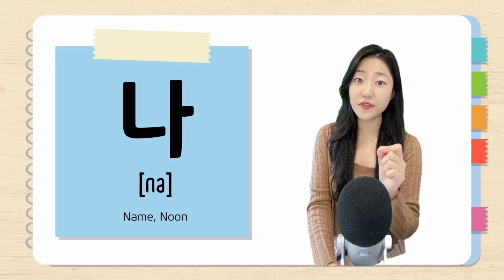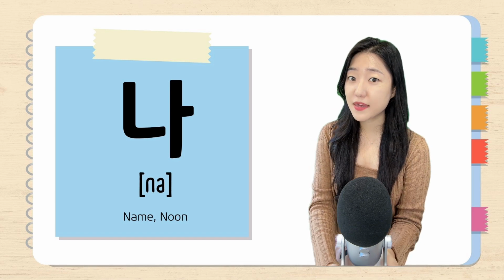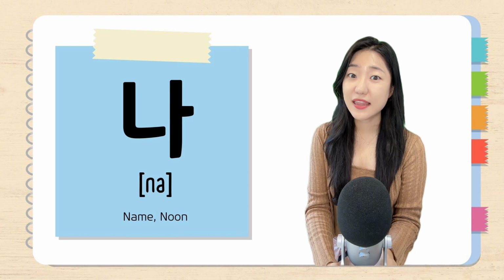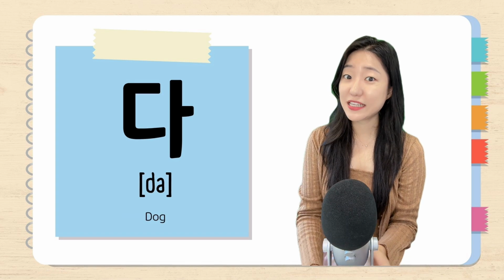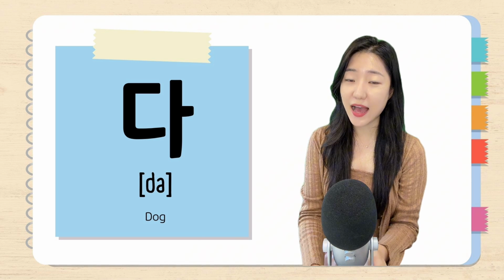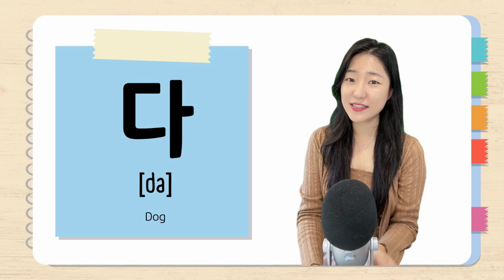And the next one, this consonant, sounds like the N sound. And you attach this vowel, then it becomes na. N sound. So it's like name or noon. Na. Next one is the D sound. D-A, it becomes ta. D sound is like dog. D sound. Ta.